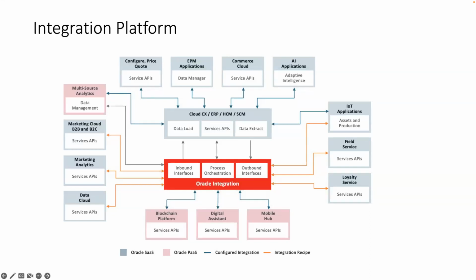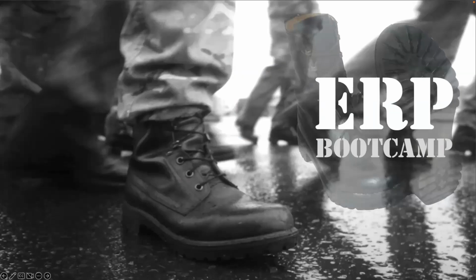Question here: are there any tools to review data in staging tables before loading to production? Toad for Fusion. Good question. We'll be looking at that tomorrow. I believe it's tomorrow, or later on in the week, when we look at reporting, and then I'll show you how to run those queries and interrogate the table.